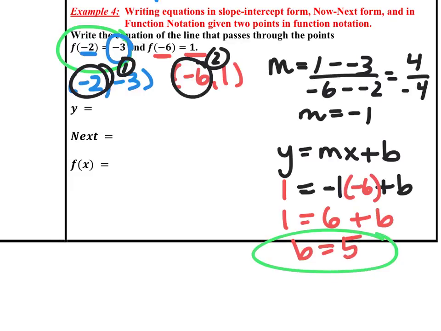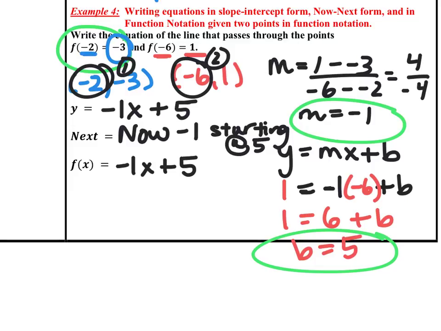So we have our 2 super important pieces of information. Now you can write in all 3 forms. Do that on your own. If you've done it correctly, this is what you should get.